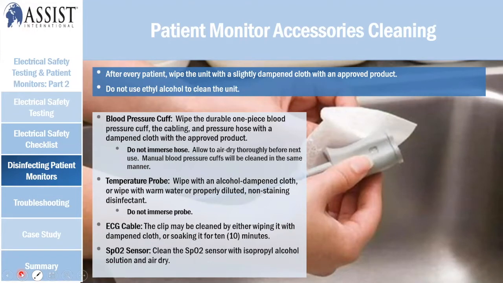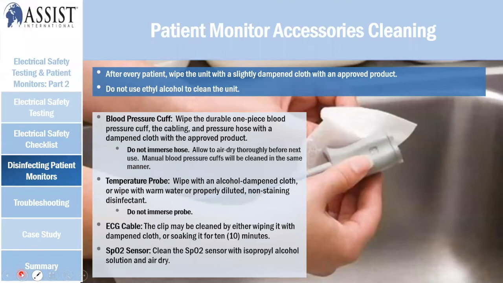For the NIBP cuff and temperature probe, wipe with an alcohol damp cloth, or wipe with warm water and properly diluted non-stain disinfectant. So these are the things that you can use. And for the ECG cable, the clip may need to be cleaned and wiped properly, because sometimes you need to soak them when the ECG electrode gel becomes dry and hard. So the best thing is to soak and clean out the gel.